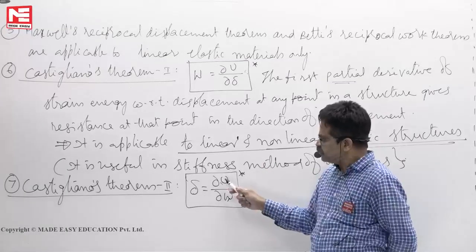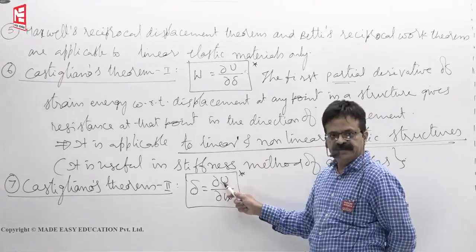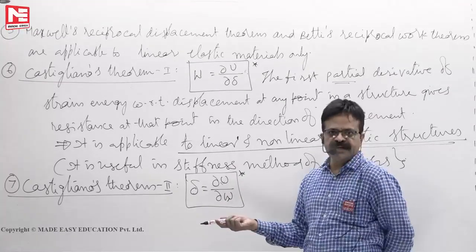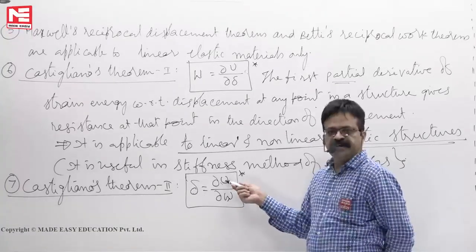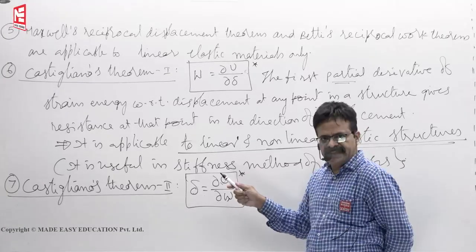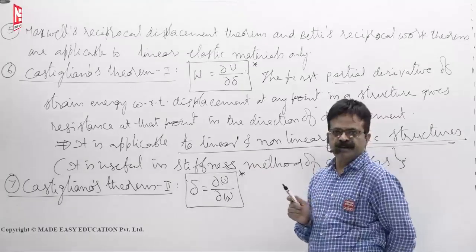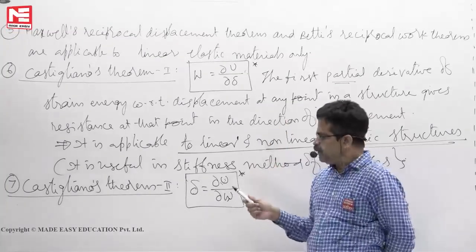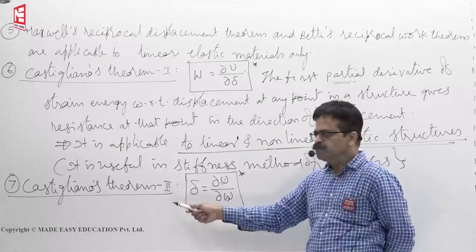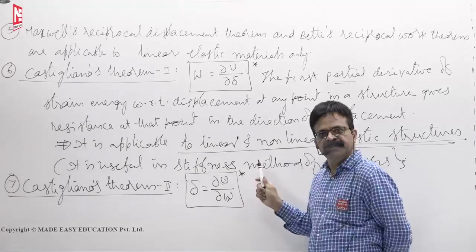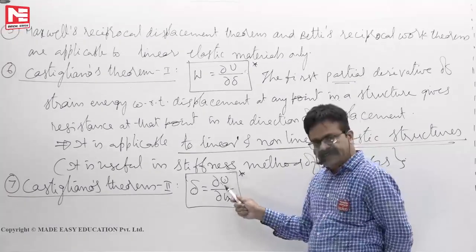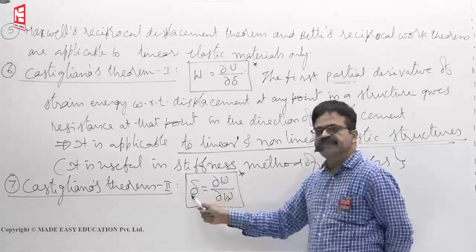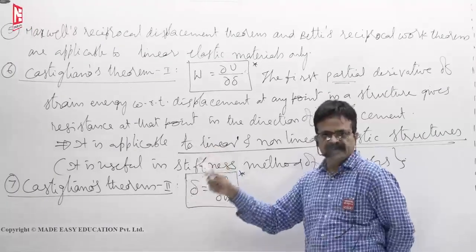If you write the energy in terms of the loads, then we call it complementary energy. Generally, complementary energies are written in terms of applied loads. Strain energies are written in terms of the displacements. Okay. So when you want to use Castigliano's theorem 2, you have to write your energy in terms of the applied loads. Then if you differentiate it with respect to load, you will get the displacement in the direction of the applied load.